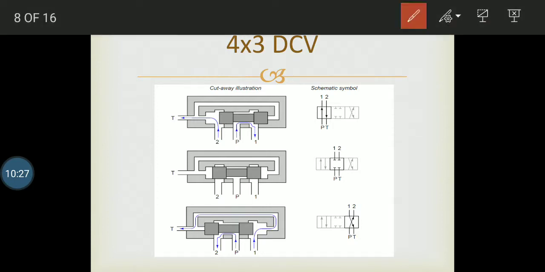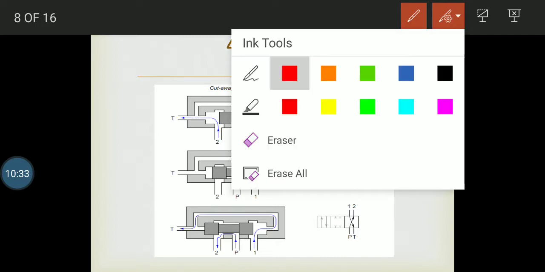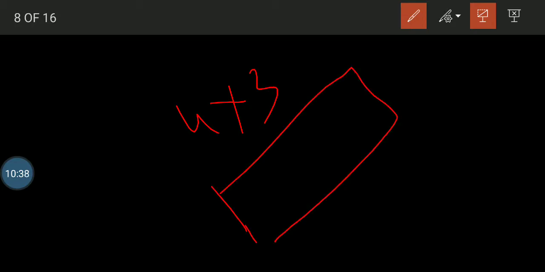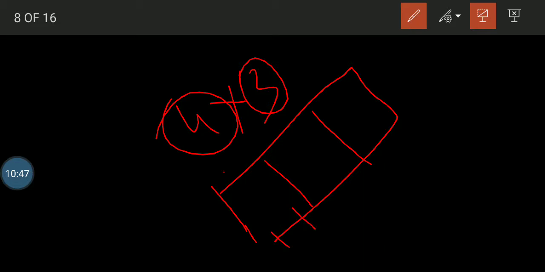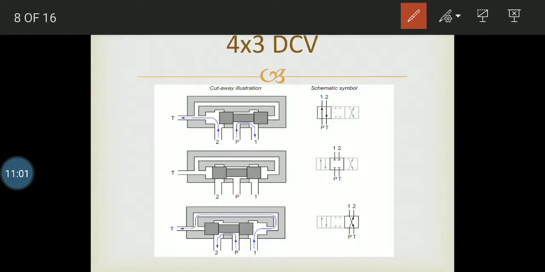When I am talking about 4x3, suppose I am having a rectangle, so 3 is the number of sections, so I have to divide the complete rectangle into 3 sections. 4 is the number of ports, so 1 2 3 4, 1 2 3 4, 1 2 3 4. These are the number of sections in the complete diagram. Now I have to deal with the motion or the transfer of fluid from port number 1, 2, 3, 4 on these 4 ports, for our complete diagram.